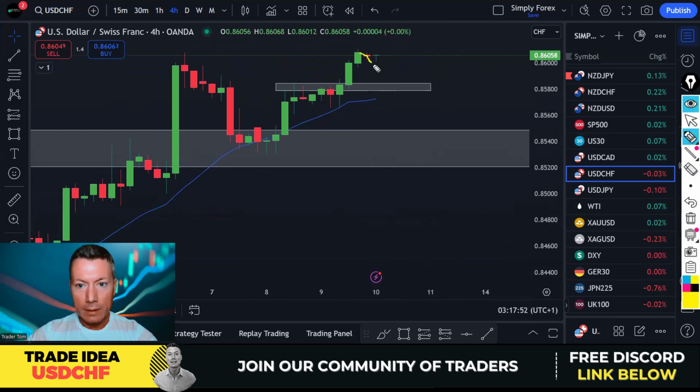Okay, I want to see price come back into this area here, right? What was once resistance becomes support. We've got the moving average 20 catching up, right? This will act as dynamic support. And then I just want to buy US dollar Swiss franc. All right, so that's the US dollar pair I prefer.